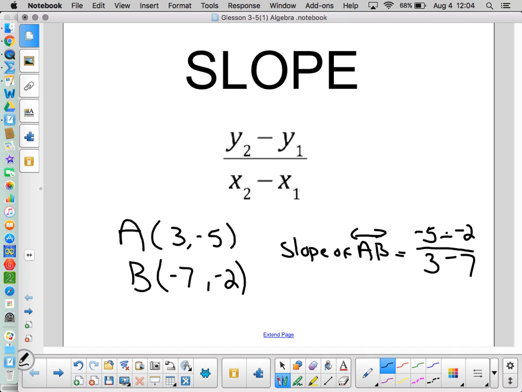And we just do the arithmetic. Minus a negative becomes plus a positive. -5 plus 2 is -3. 3 minus -7 is 10. Negative over negative becomes a positive. The slope of that line is 3/10. Rise over run, slope of the line. Pretty simple calculation.